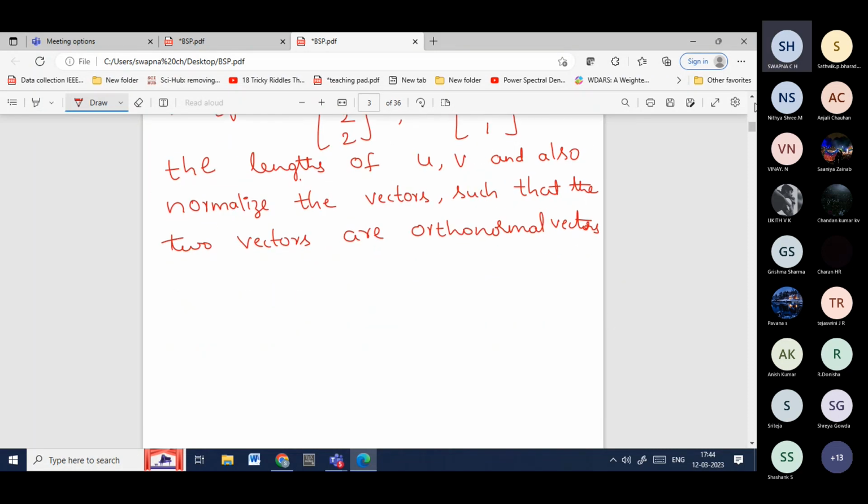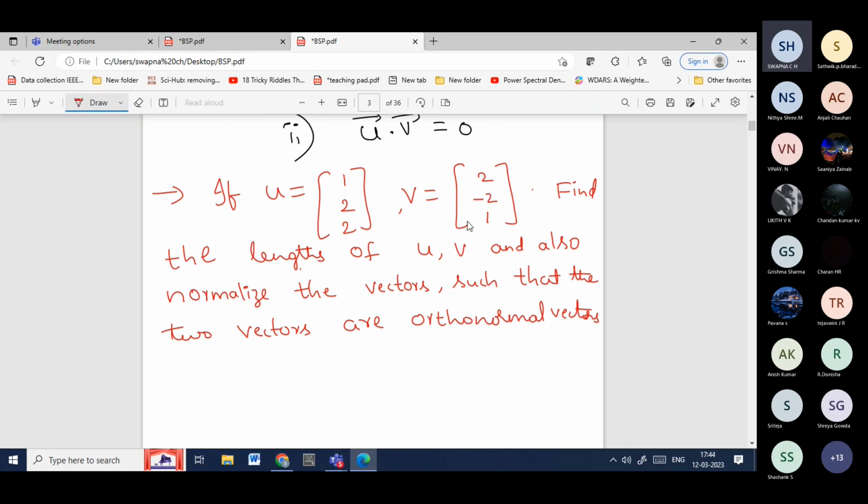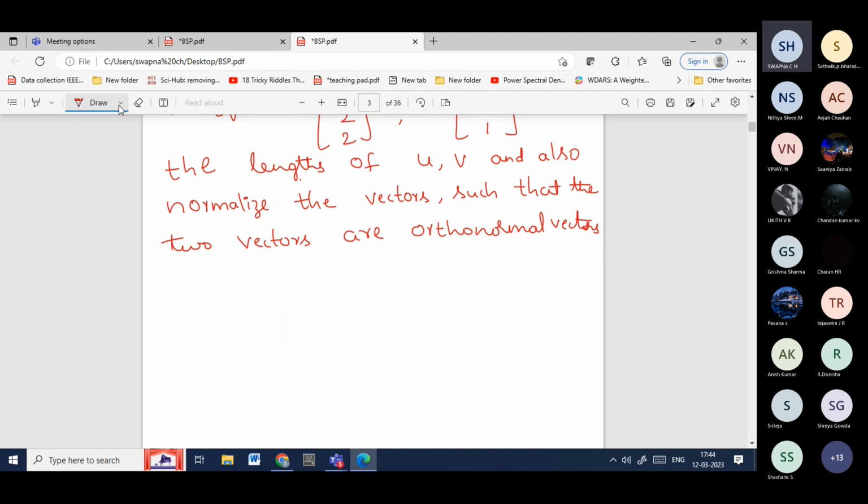Okay, so here if u and v are equal to this, then you need to find the lengths of u and v and also normalize the vectors. If you find the lengths, you will understand whether they are unit vectors or not. If they are not unit vectors, then you need to normalize the vectors such that the two vectors are orthonormal vectors. Those who can solve on your own, you can do that. Okay, we'll see the solution.